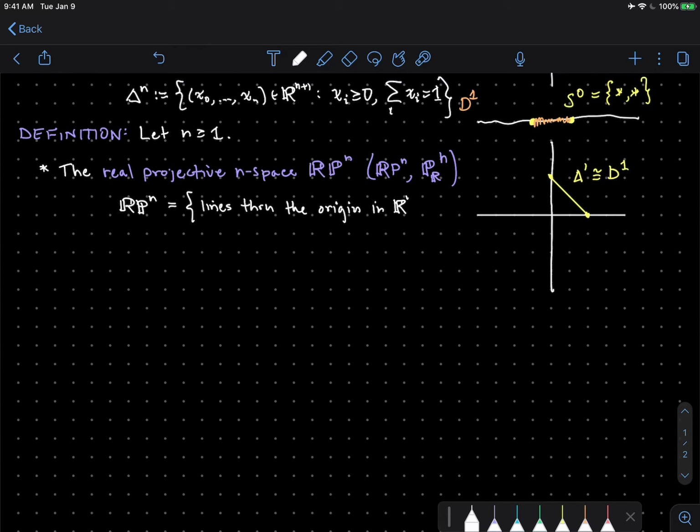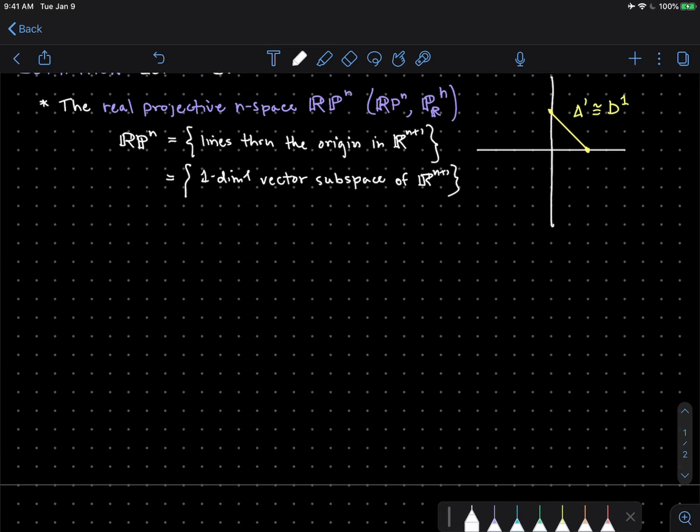In R to the n plus 1. Now, of course, equivalently, a line through the origin is a one-dimensional vector subspace of R to the n plus 1. So if you've never seen projective spaces before, it'll be very important to take a look at an example.